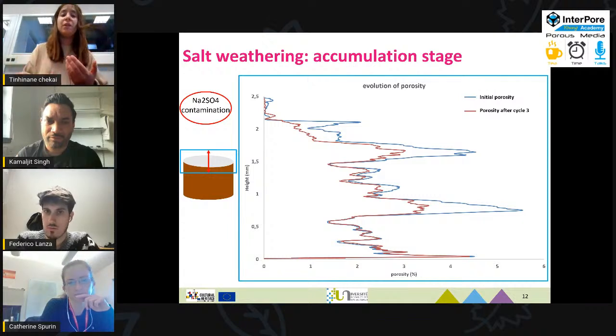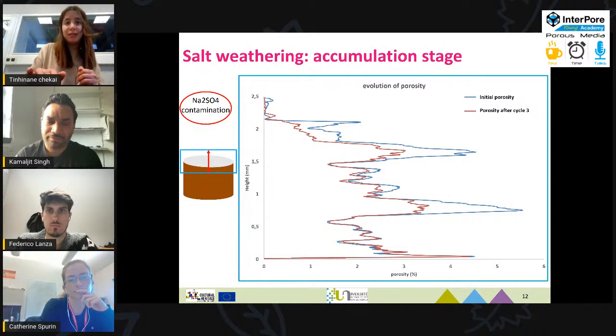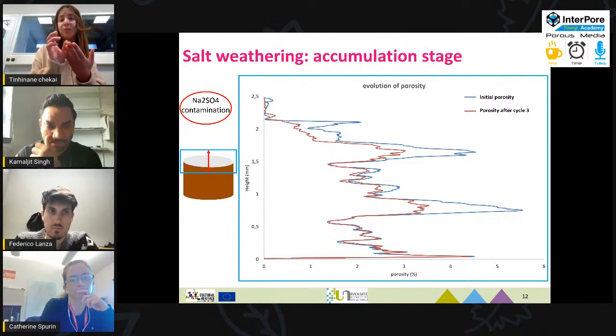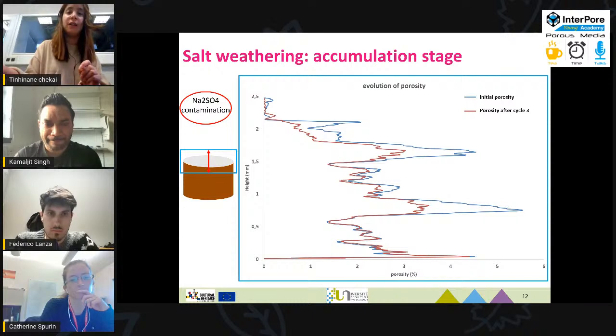Using also the image treatment, we can look at the evolution of the porosity. Here in blue, we have the porosity of the initial structure before the contamination. And then in red, we have the porosity after the 3 cycles. So we can see clearly that in the upper region, we have a decrease in porosity, which means that there is indeed salt accumulating inside of the structure.